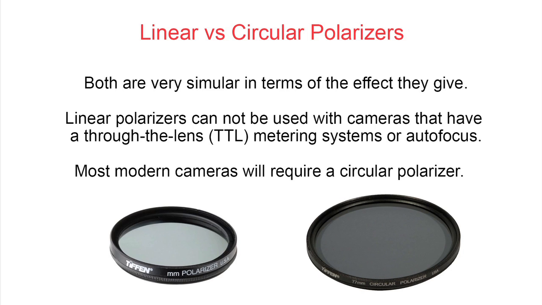There are two types of polarizers, and those are linear and circular polarizers. Both are very similar in terms of the effect they give, but linear polarizers cannot be used with cameras that have a through-the-lens metering system or autofocus. So most modern cameras will require a circular polarizer. Linear polarizers were used more back in the days when we had film cameras.